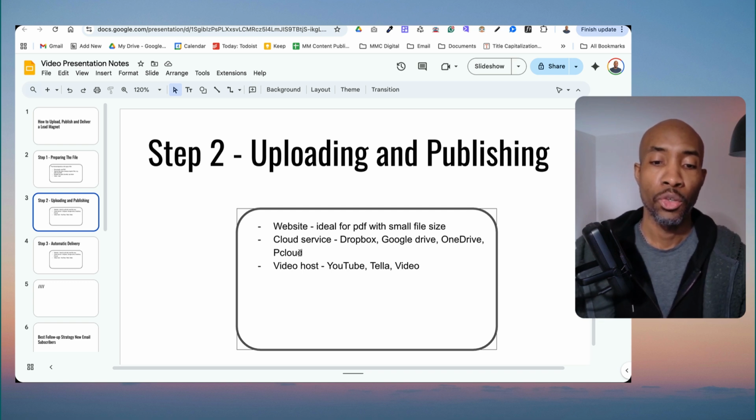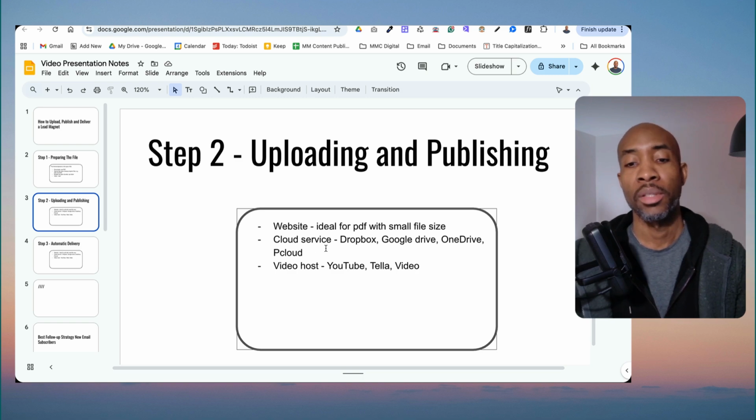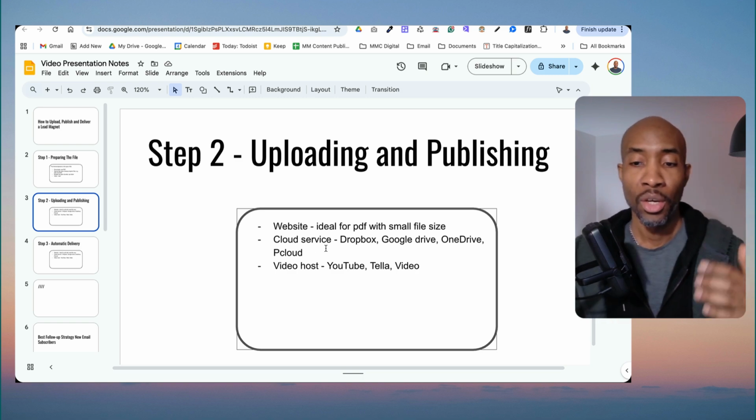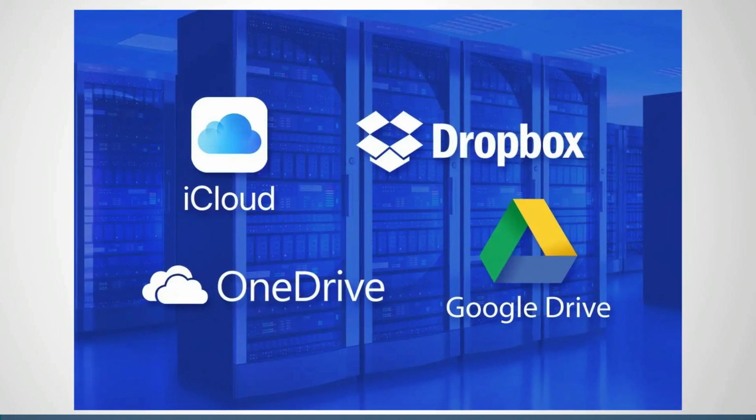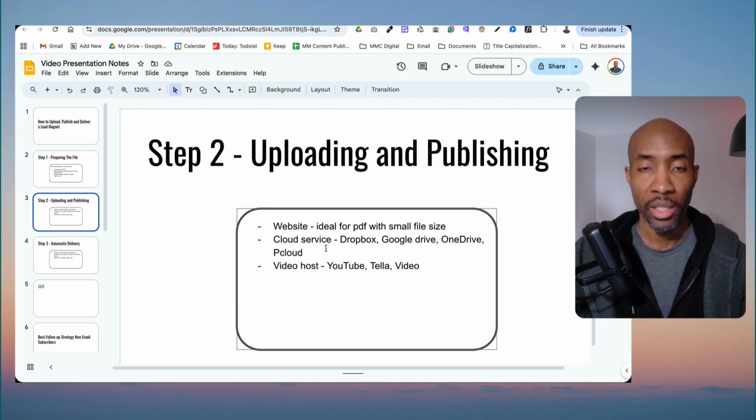This is the option that I use primarily here, which is cloud storage or a cloud service. So we're talking about something like Dropbox, Google Drive, OneDrive, or pCloud. You can use any one of those. They allow you to provide shareable links publicly, so you can distribute that and anyone with a link can access the file and view or download it.